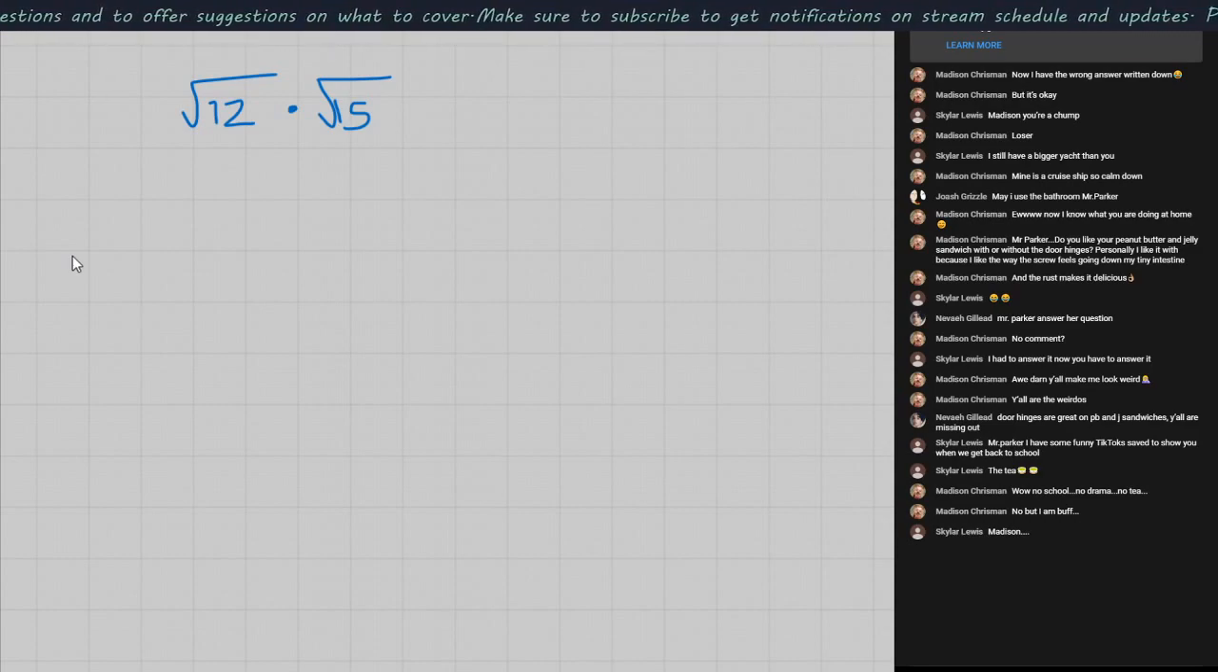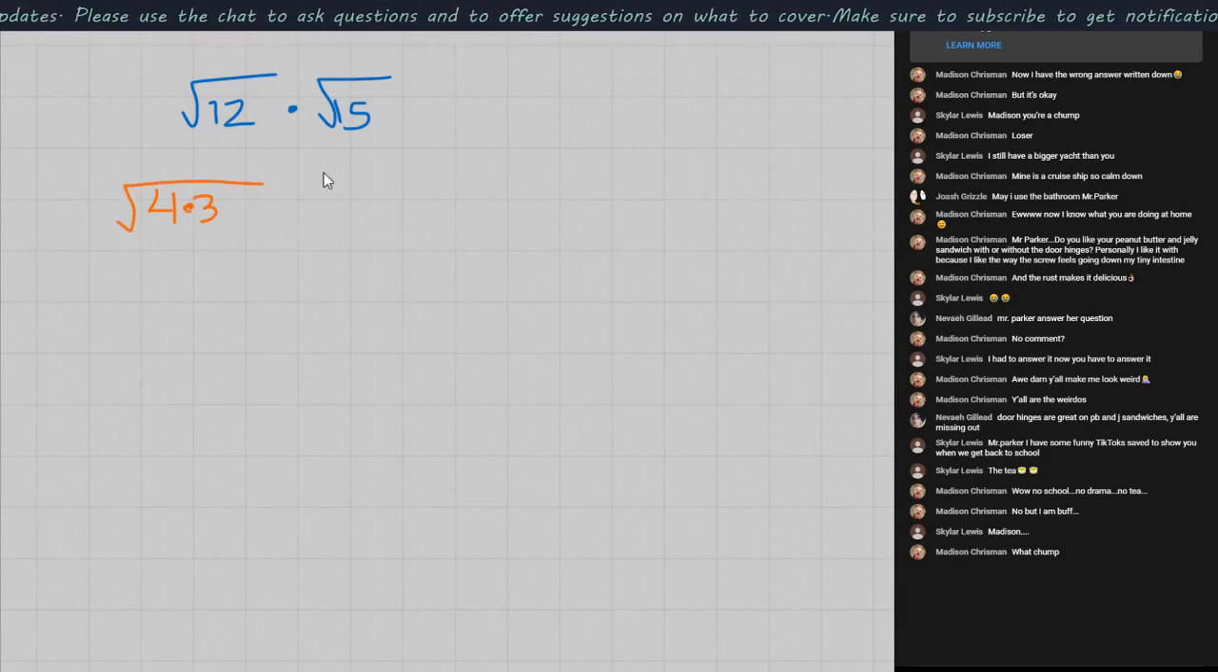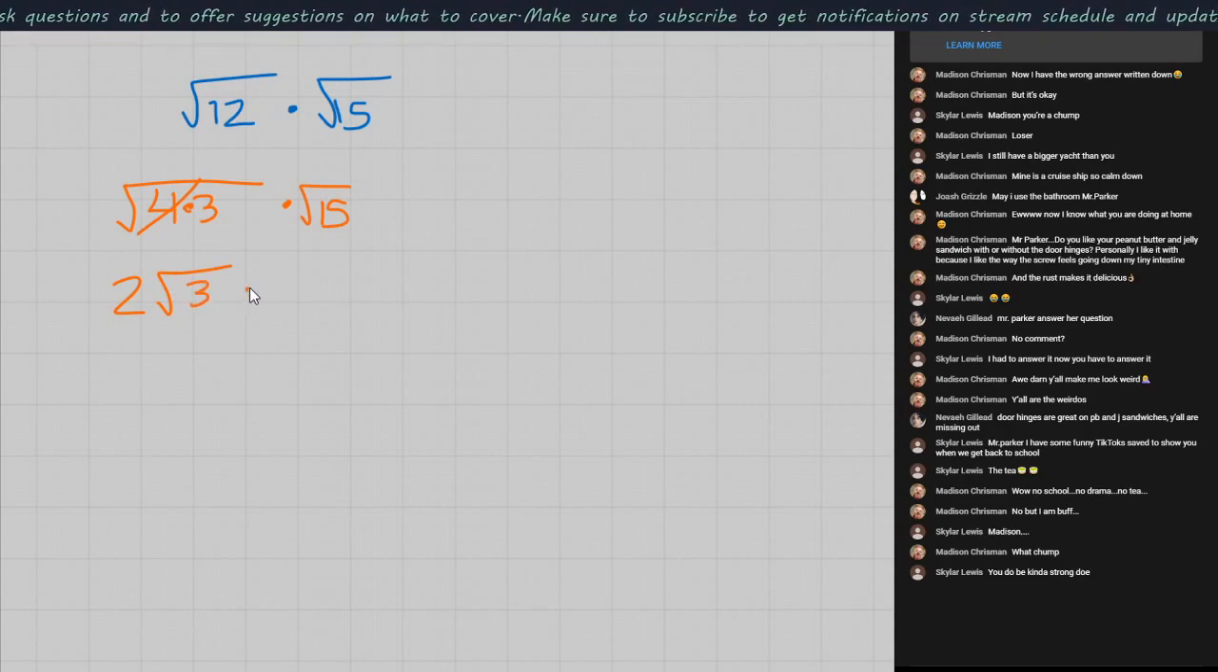orange, I would have simplified first, but that's just me. So some perfect squares that we can pull out of 12 is 4. So we got the square root of 4 times the square root of 3, and then 15, we don't have anything, so I'm just going to write square root of 15. Square root of 4 is going to be 2. So we got 2 times the square root of 3 times the square root of 15.